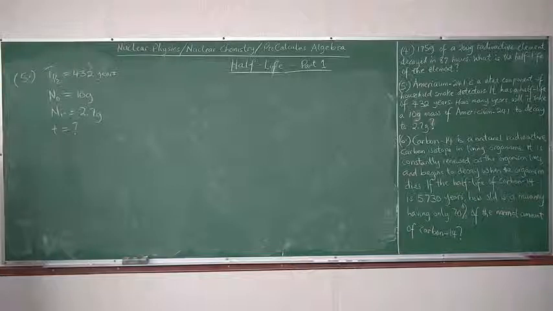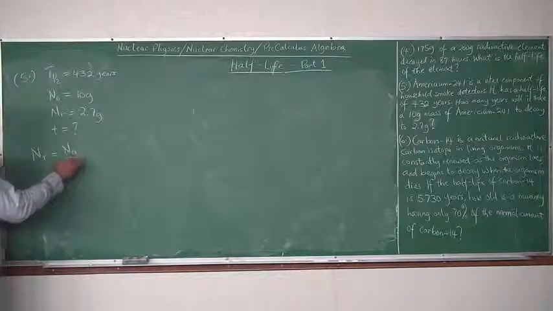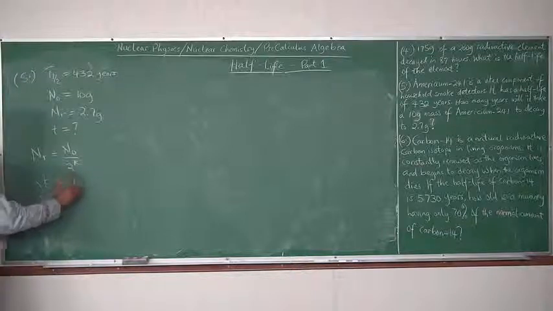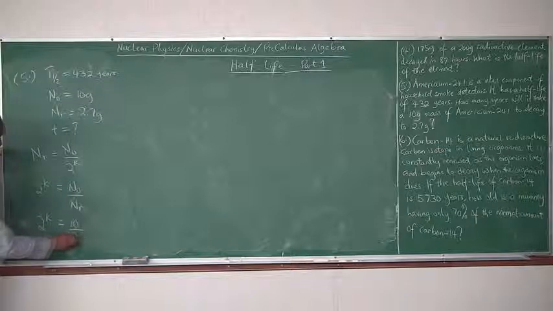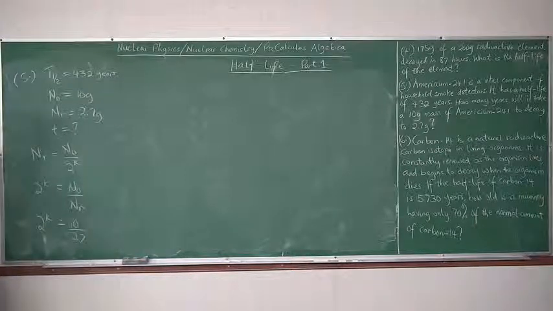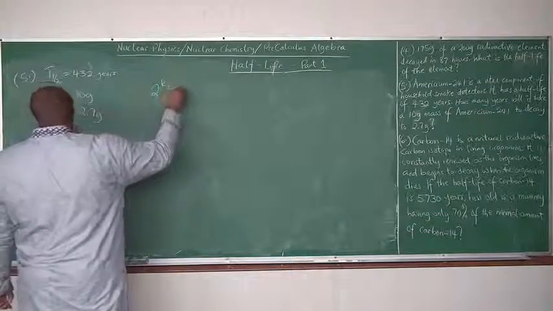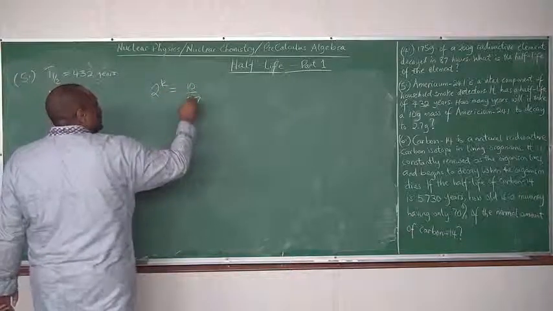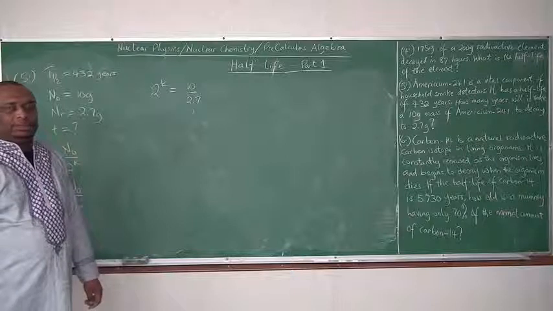If I use the formula I like best, N_R is N_0 over 2^k, so 2^k is N_0 over N_R. 2^k is 10 divided by 2.7. In this case, this will not give me a whole number, because this is 100 over 27, and that is not a multiple of 2.